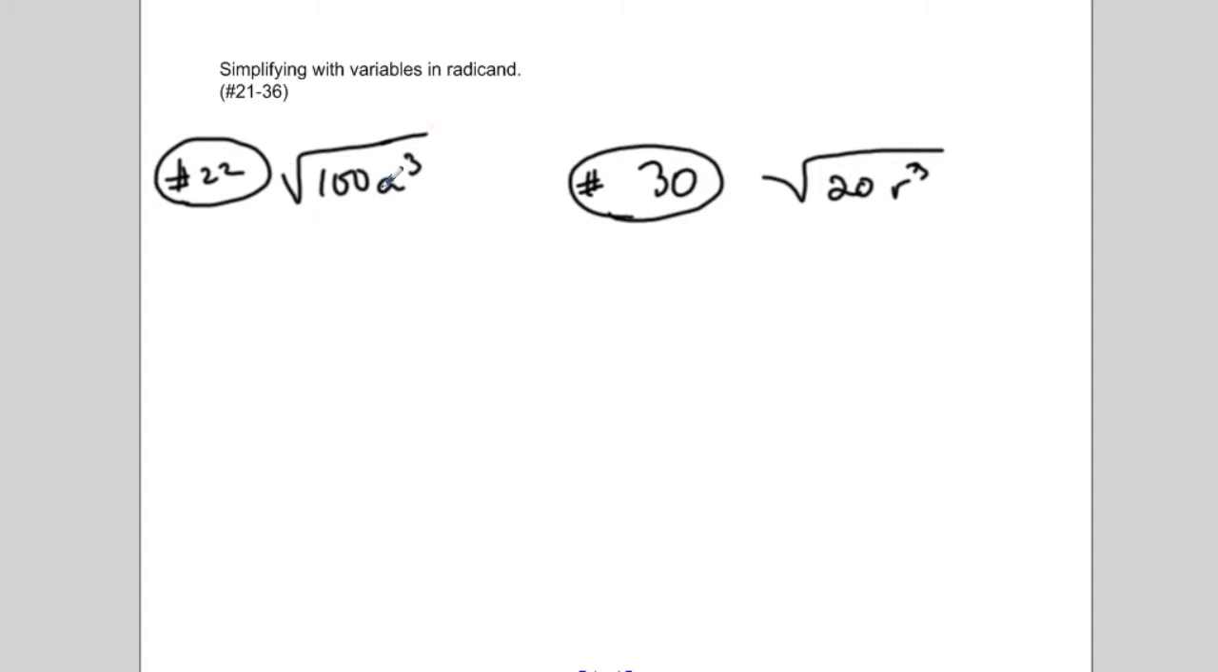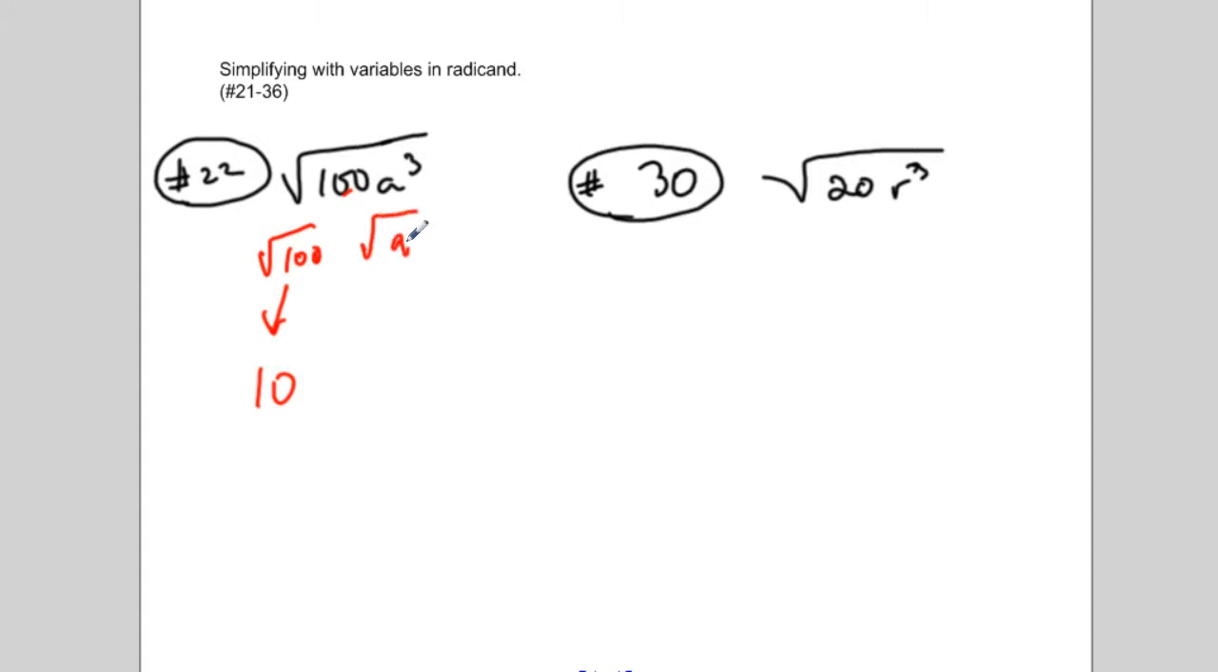Square root of 100 a to the third. So you got some variables in it this time. You're still going to break them up like you normally would. If you didn't happen to recognize that the square root of 100 is a perfect square, then you might start breaking it up 10 and 10 or maybe 20 and 5 or something. Eventually you should come up with a regular number of 10.